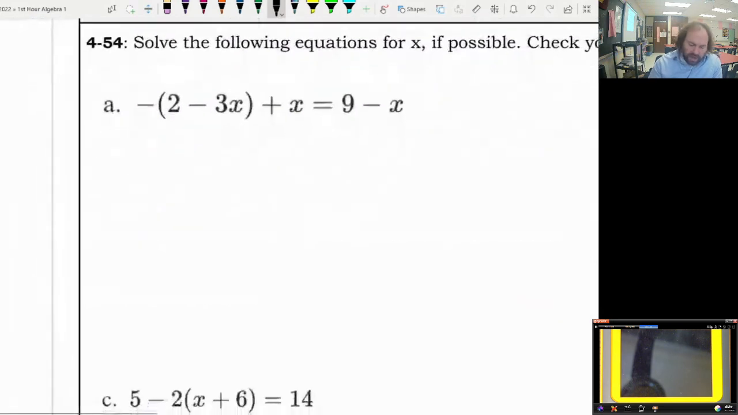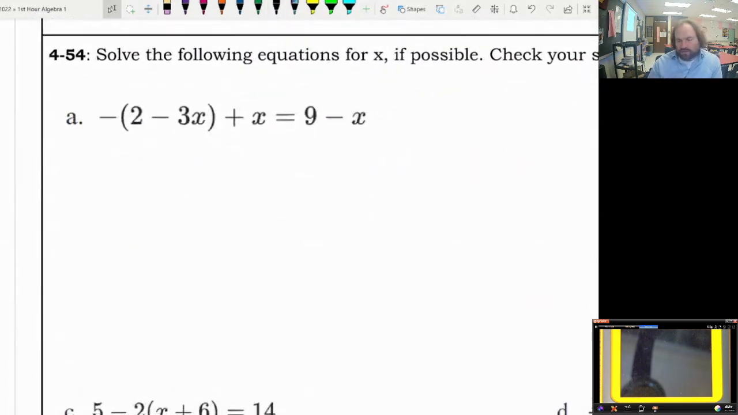And then down below we have some simple solving equations for x, if possible. So let's remember all the things we know how to do at this point. Distribute this negative and you get -2 plus 3x plus x equals 9 minus x. Take your time, go slow. Next, let's add the x to both sides.